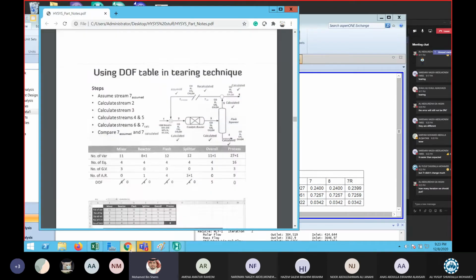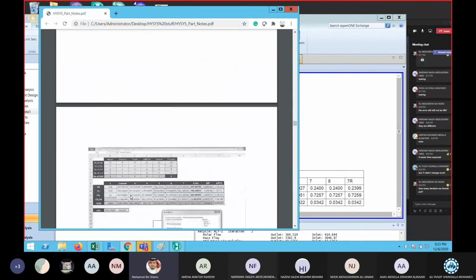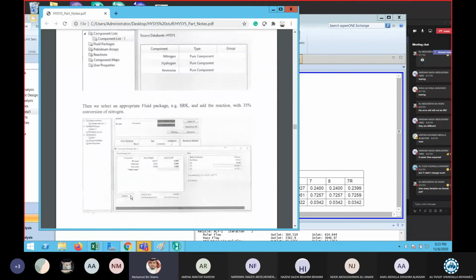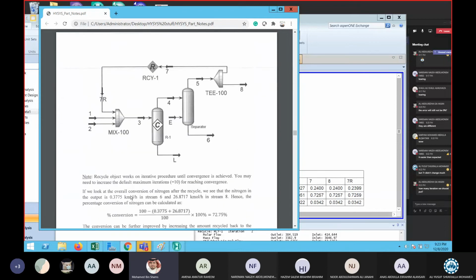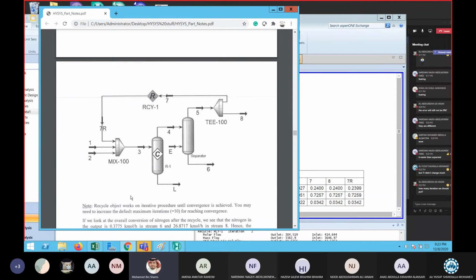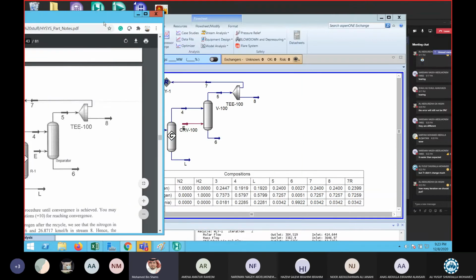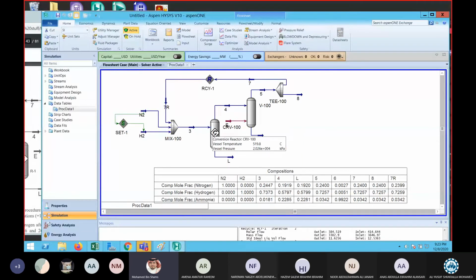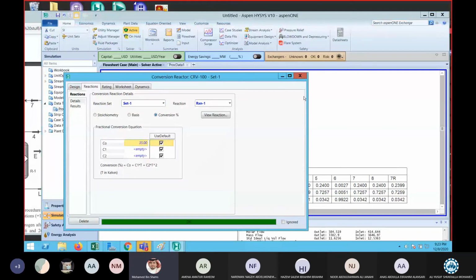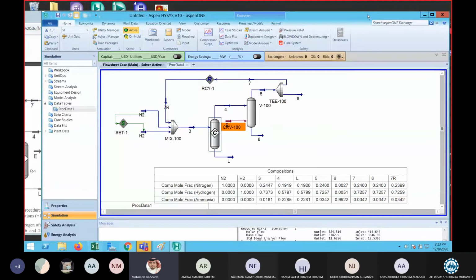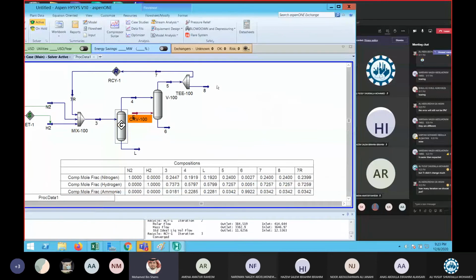Okay, another thing guys: here they ask us to calculate the overall conversion. How can I calculate the overall conversion? Inside here we have a single pass conversion of 35%, but now I have made a recycle. So if I made a recycle, the overall conversion will change, right? So how do we calculate the overall conversion?